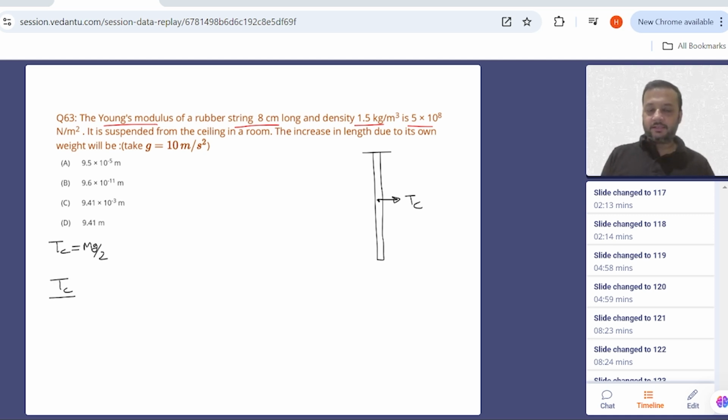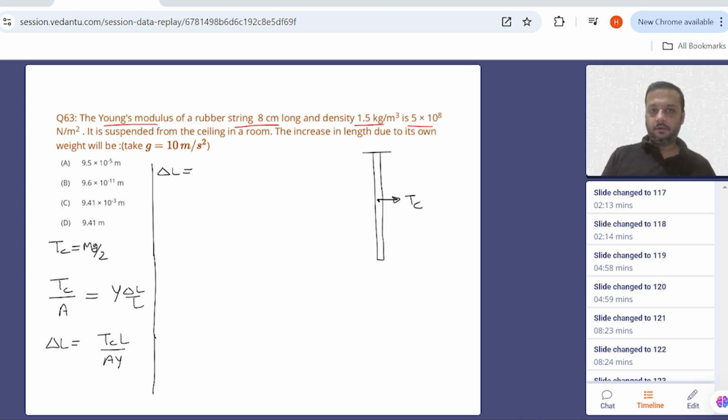So the tension at the center divided by the cross sectional area becomes the average stress in the whole rod, and that will be equal to Young's modulus into delta L by L. Hence from here delta L can be written as Tc into L upon A into Y. Now from here we can find the value of delta L. So Tc will be mg by 2.